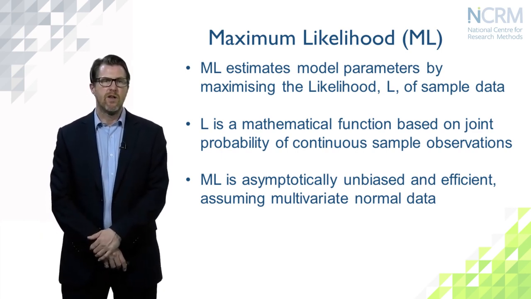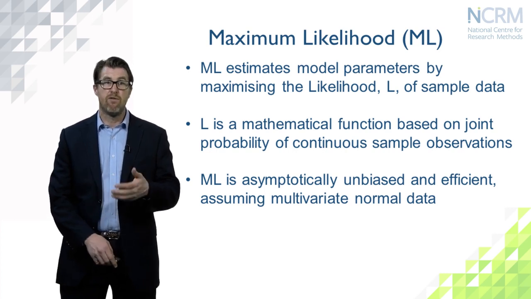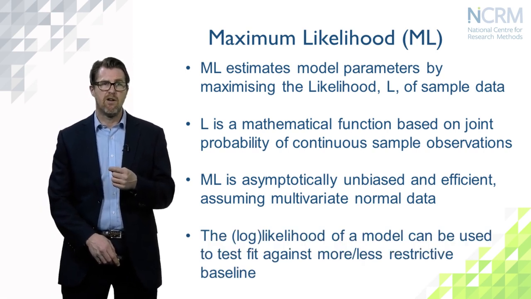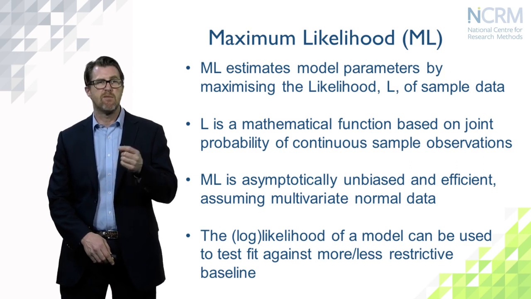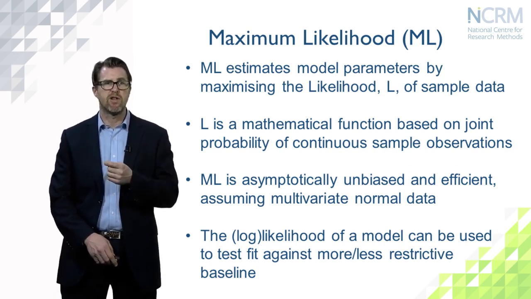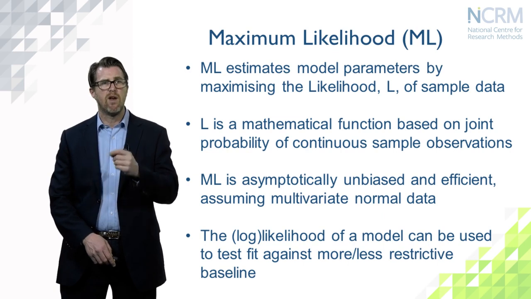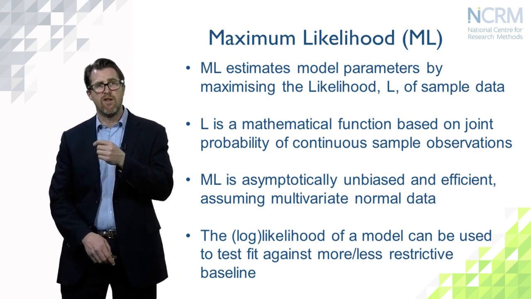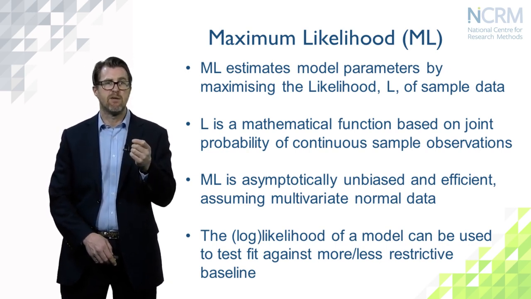Now, another way in which maximum likelihood is used in SEM is not just in the estimation of the unknown parameters, but in the use of the likelihood, the maximum likelihood. If we take the log of the likelihood for the model, then we can use this to test how well our model fits compared to some more or less restrictive alternative. So maximum likelihood is used in two ways in SEM. One is for estimation of the unknown parameters, and linked to that is use of the log likelihood to assess how well the model fits the observed data.